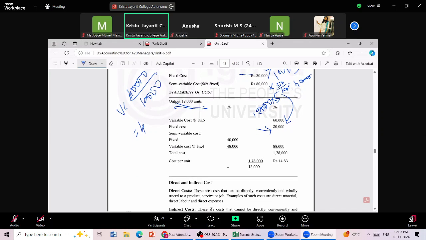So how will you compute this? 5 rupee variable cost is over. Fixed cost 30,000. Now my 40,000 is fixed, so I wrote 40,000 as it is, and variable cost is 4 rupee per unit. So 4 into 12,000, which means 48,000. So the total cost is 1,78,000. Divide by the number of units, which is 12,000. So cost per unit is 14 rupee 83 paise. Okay, so this is how you compute the cost.